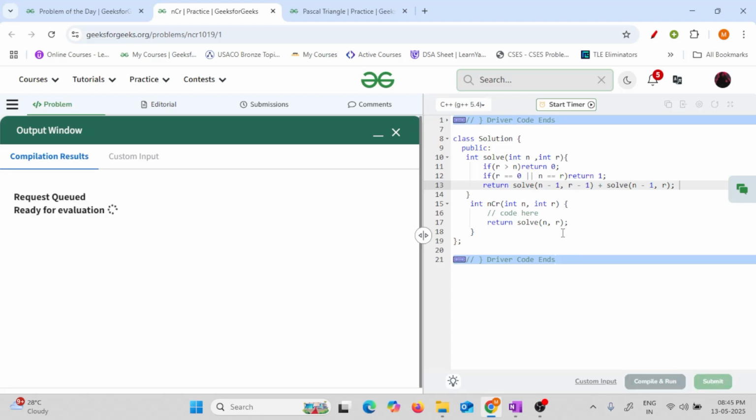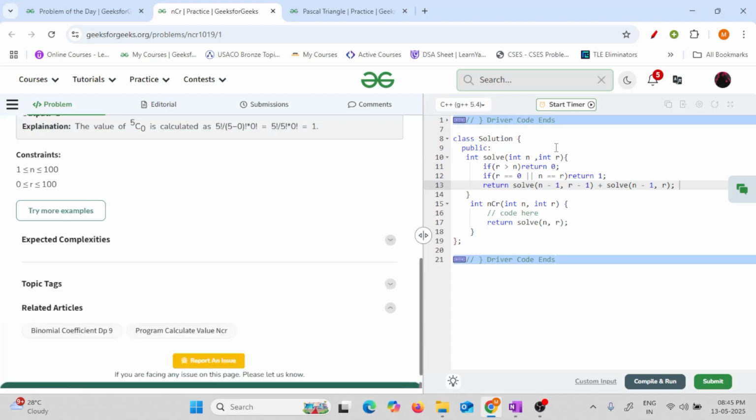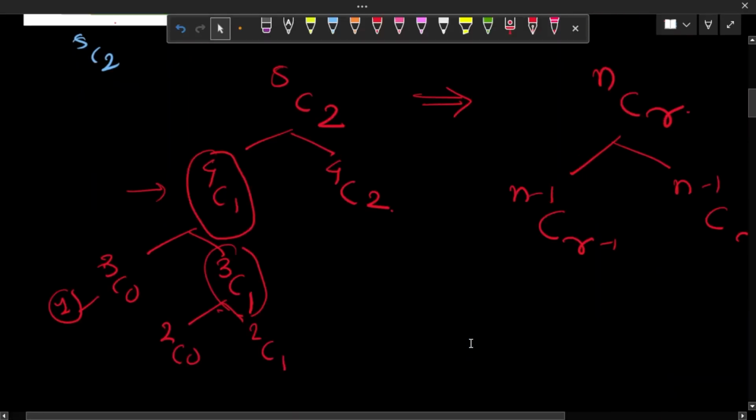If we try to submit it, it won't get accepted. It will give TLE because the time complexity of our solution is not good. So it gives the TLE. Why? Because the time complexity of this problem is 2 to the power n. Now, if we look at the problem, we can see there are some repeated cases. Why am I saying this?